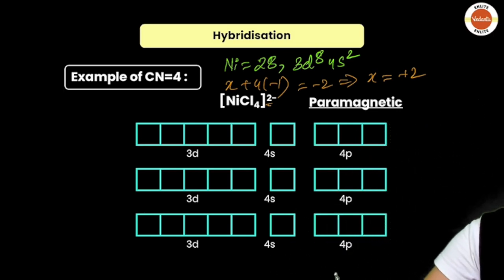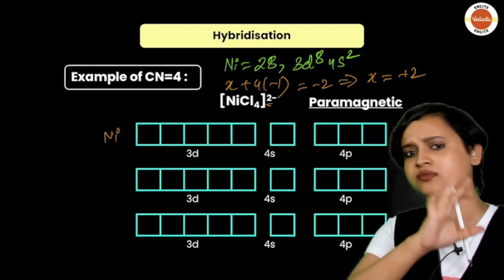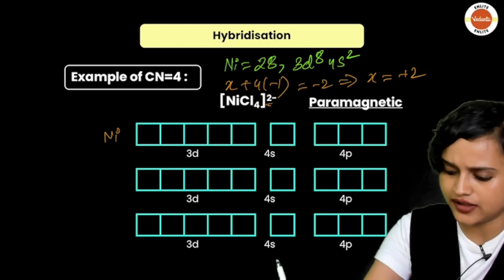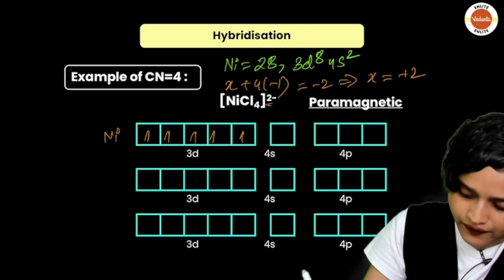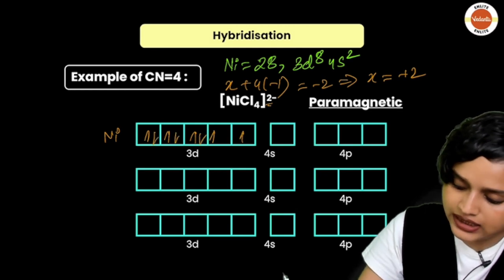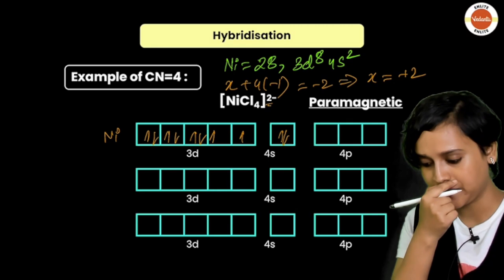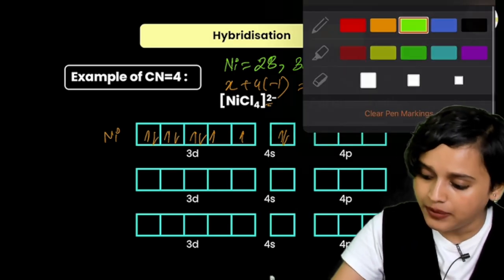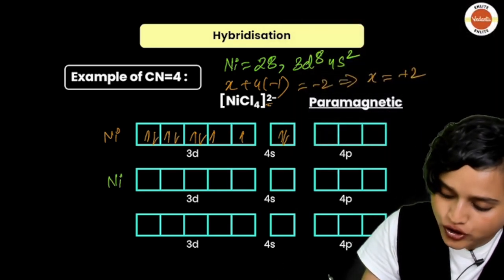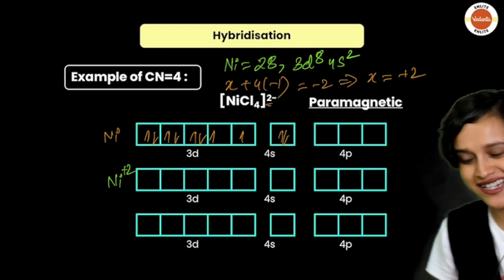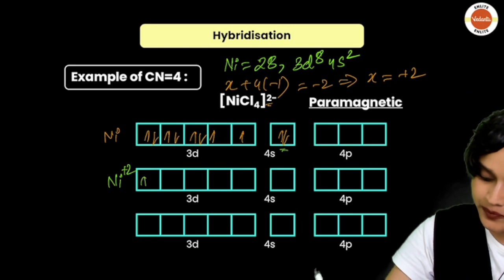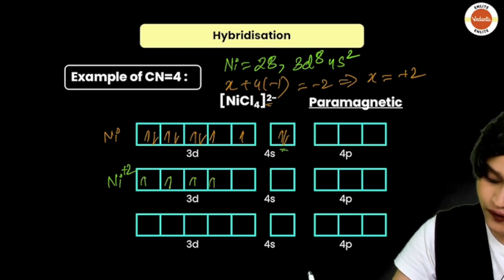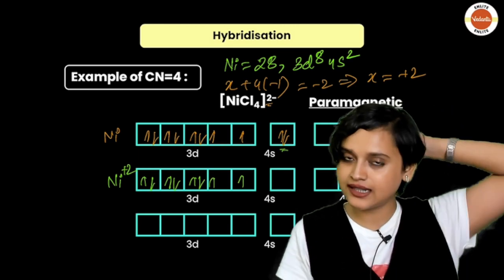Alright. So let's consider nickel in its normal form, zero oxidation. In its normal state it will be 1, 2, 3, 4, 5, 6, 7, 8 and 4s2. But now I know that nickel is supposed to be in plus 2 oxidation state. Plus 2 means this 4s will go away. So 1, 2, 3, 4, 5, 6, 7, 8. 3d8. It still has 3d8.